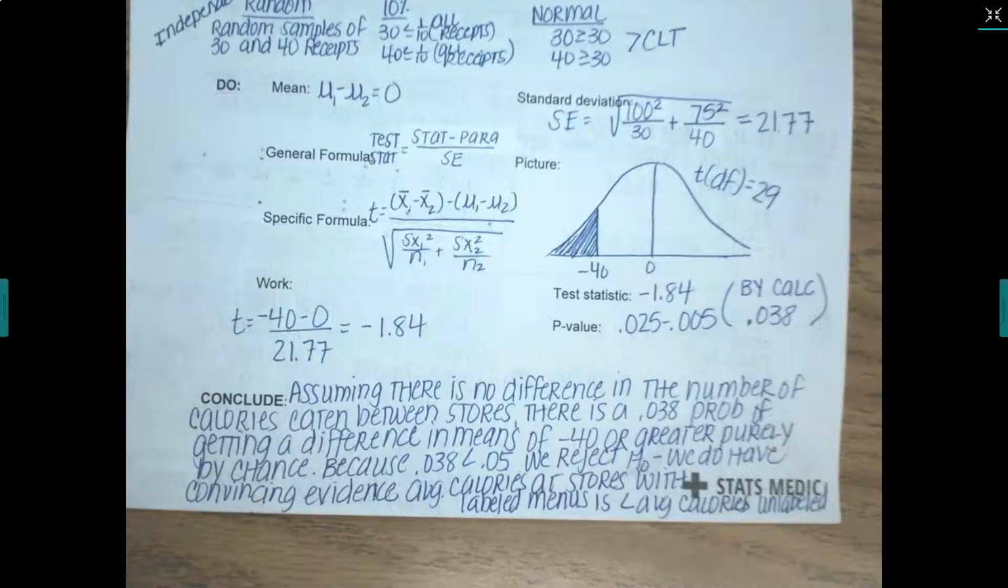And then for our conclusion, assuming there is no difference in the number of calories eaten between the stores, there is a 0.038 probability of getting a difference of means of negative 40 or greater purely by chance. Because 0.038 is less than 0.05, we reject the null. We do have convincing evidence that average calories at stores, so people eat less calories at stores that label menus versus those that don't.